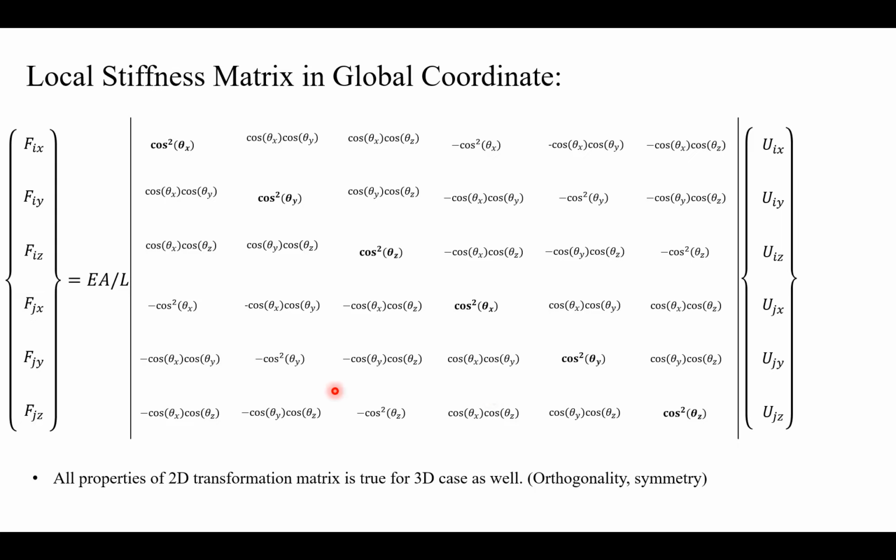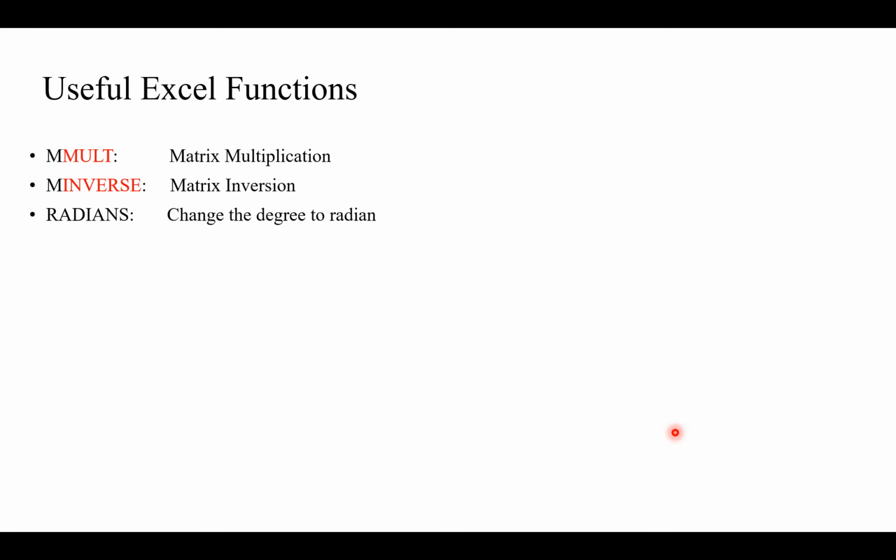You can see that it's a 6 by 6 matrix because each element has 6 degrees of freedom. We have 3 degrees of freedom at node I and 3 degrees of freedom at node J. But the rest would be the same. Our approach would be the same: finding the local stiffness matrix, finding the local stiffness matrix in global coordinates, finding the global stiffness matrix, applying boundary conditions and finding the solution.